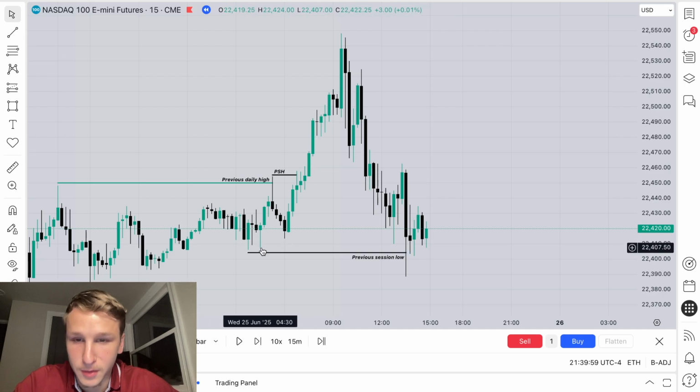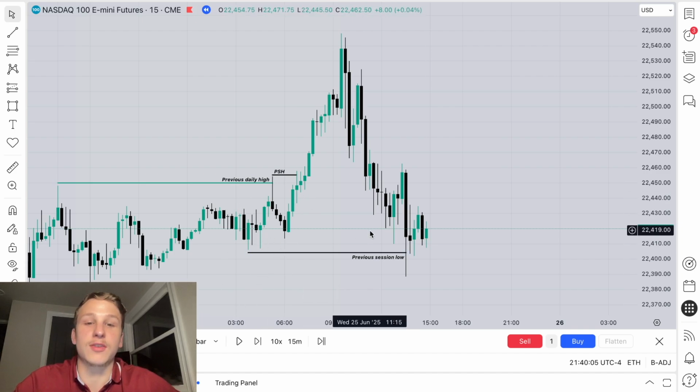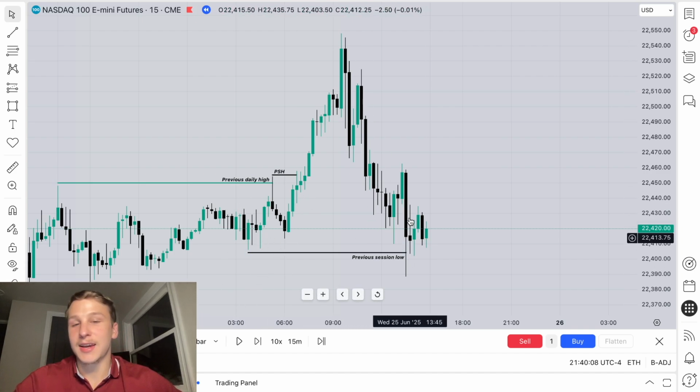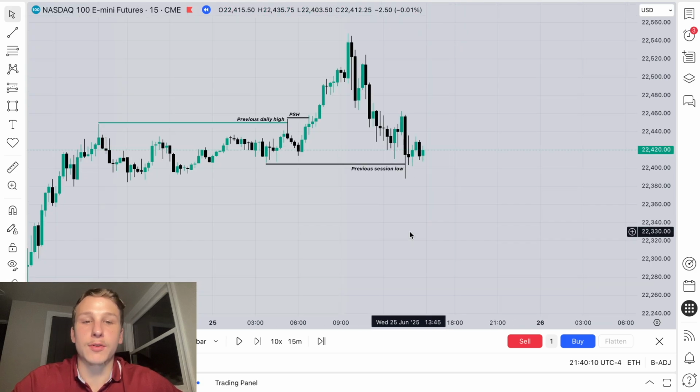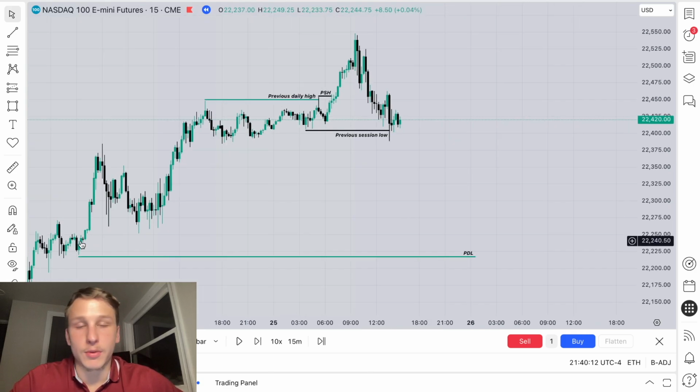See how smooth this bottom is here? We have a double bottom and we have a large wick. This amplifies the draw on liquidity for previous session low. That was bagged and tagged. This is a whole day of great opportunity without even needing to get to previous daily low.